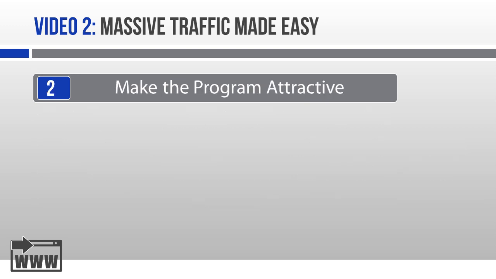Step 2 is to make the affiliate program attractive. In order to attract good affiliates and a lot of affiliates, your affiliate program needs to be attractive to your marketing partners, of course. Trying to lure marketing partners with a shabby affiliate program is like a fat, dirty hobo trying to land a date with a supermodel. It just ain't going to happen.